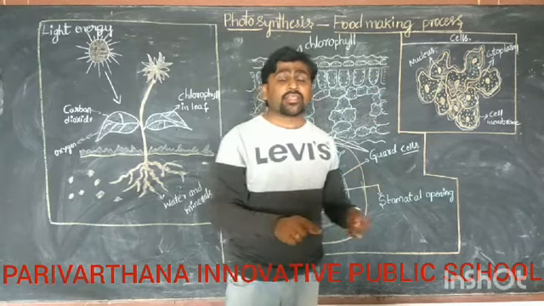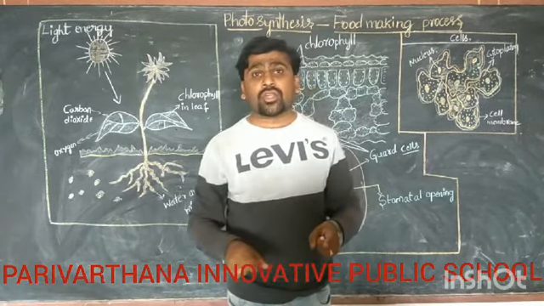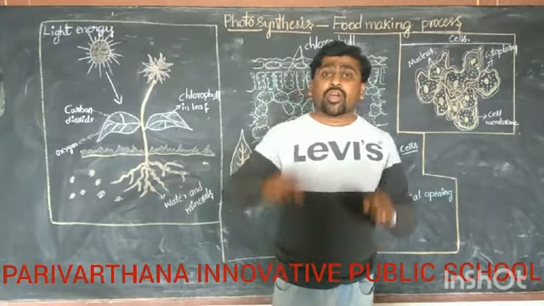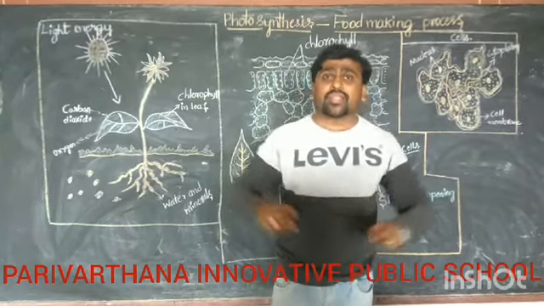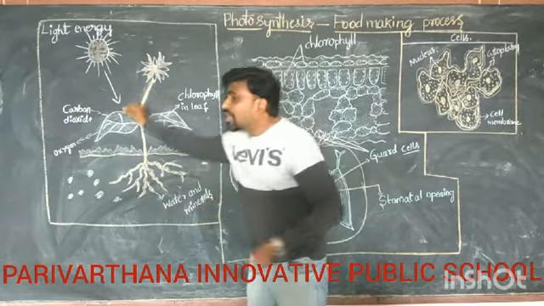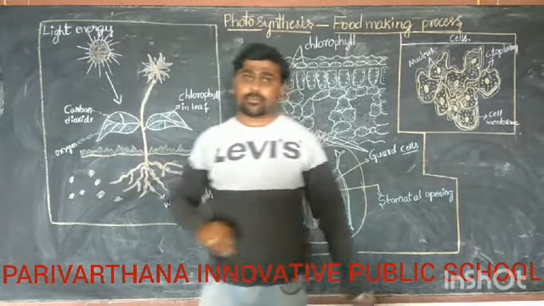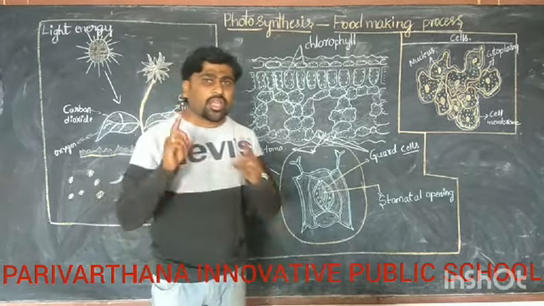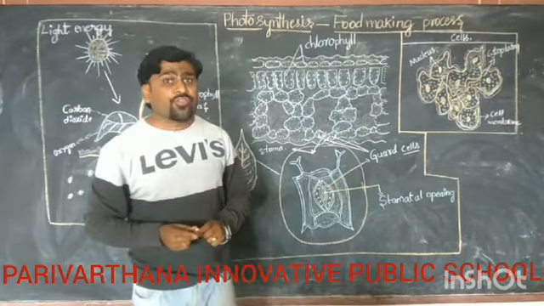Same as it is regarding the plants. Understood? Regarding the plants, the food is prepared in the leaves. That's why the leaves are called food factories. Understood? The leaves are called food factories.